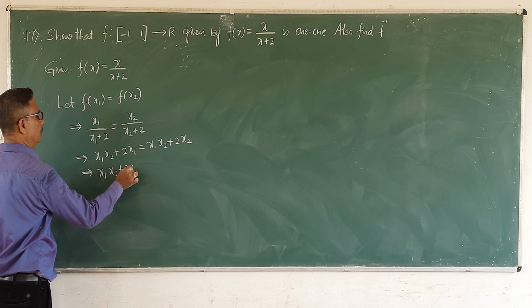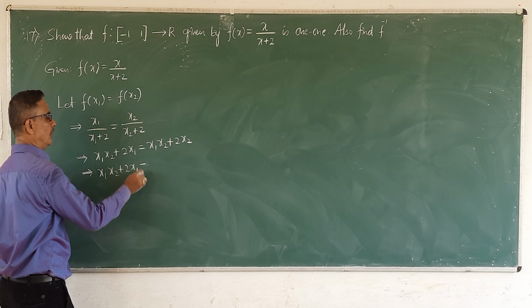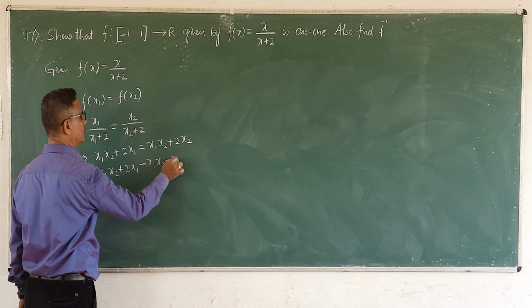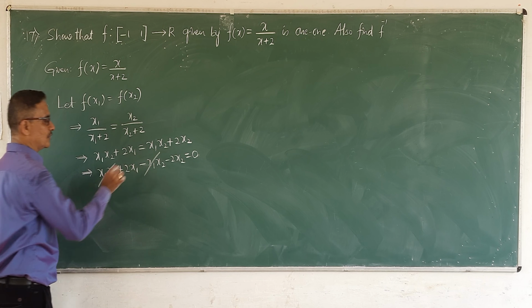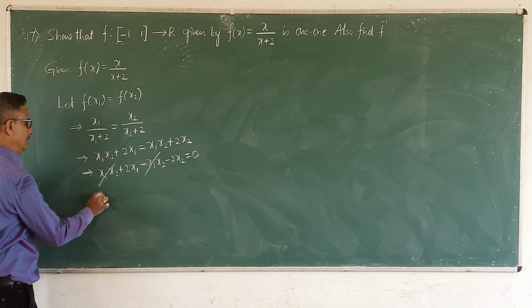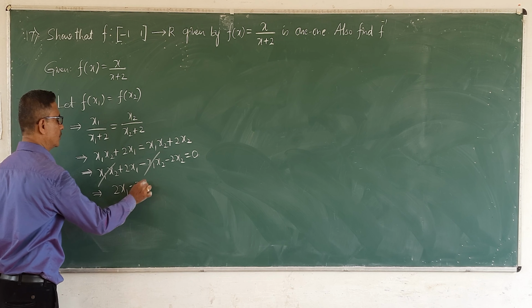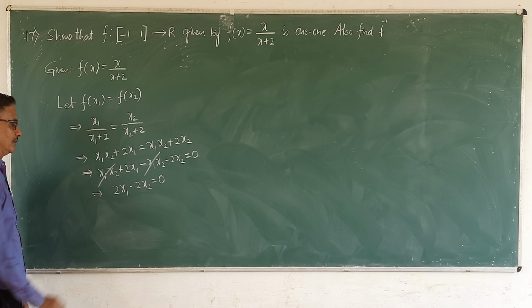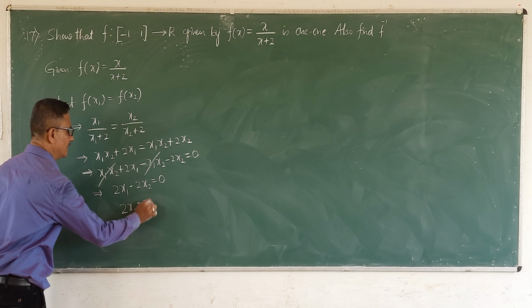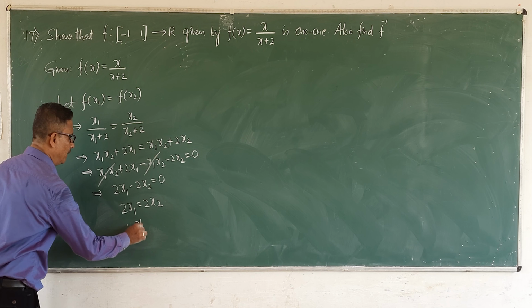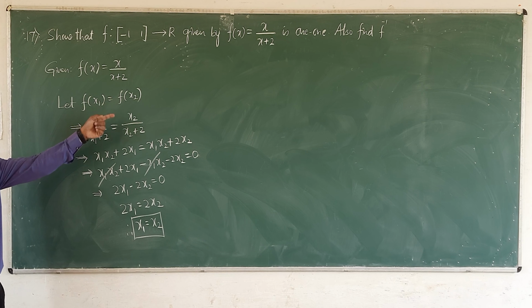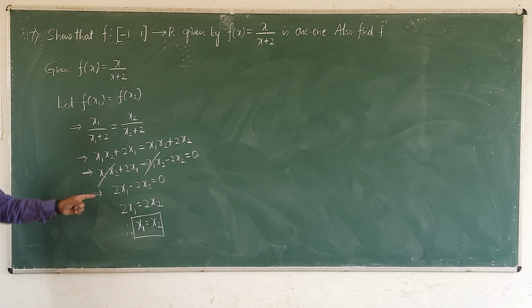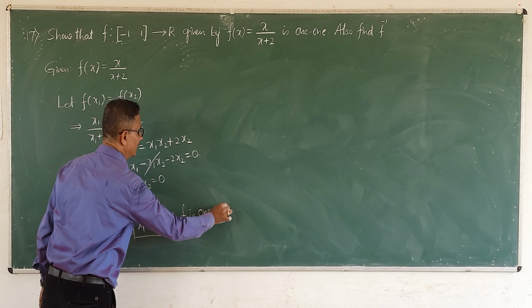x1 x2 plus 2x1, take equal on the right side, minus x1 x2 minus 2x2 is equal to 0. Plus x1 x2 minus x1 x2 cancel. This implies 2x1 minus 2x2 is equal to 0, or 2x1 is equal to 2x2. Divide by 2, x1 is equal to x2. So f of x1 is equal to f of x2 implies x1 is equal to x2. Therefore, f is a 1-1 function.